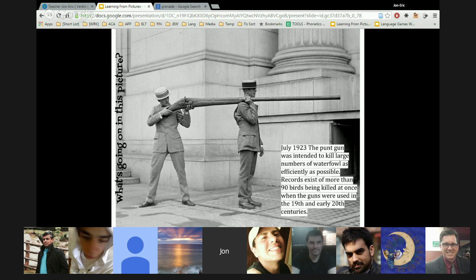In fact, I'm going to give you a short story. This is the text that actually goes along with the picture. This is from 1910, roughly. Designed to be fired from a punt, which is a small boat, like a rowboat. Punt guns were intended to kill a large number of waterfowl as efficiently as possible. You could kill up to 90 at once. The diameter of the gun, that's how wide it is, typically exceeded 2 inches.